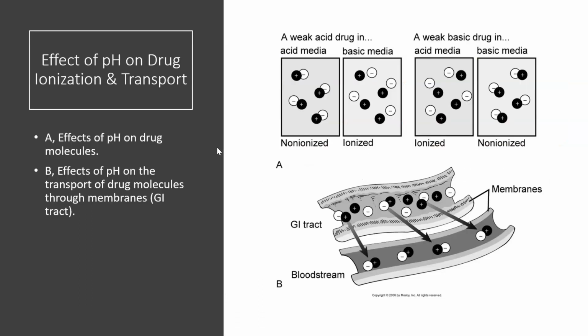If we look here, we have the effect of pH on drug ionization and transport. A affects the pH of a drug, and B affects the pH of the transport of drug molecules through membranes, so the GI tract. Here we have a weak acid, in an acid versus basic medium, so we have non-ionized and ionized forms. This is a weak base, so you can see here how they transport through and cross the membranes.